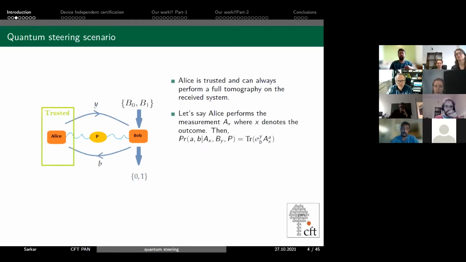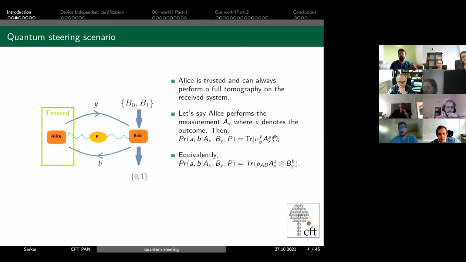So we can also look at it in the picture of Bell inequalities using these joint probabilities, where let's say that Alice performs some measurement A_x and observes an outcome a, and Bob performs some measurement B_y and observes some outcome b. Then in terms of this assemblage, which I showed before, the joint probability is just given by this. And if you express this assemblage depending on the state shared by Alice and Bob, which is this rho_AB, and the measurements which Bob chooses, B_y^b, then the joint probability is given by this.